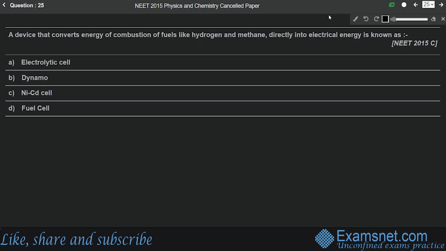Question number 25: a device that converts energy of combustion of fuels like hydrogen and methane directly into electrical energy is known as. Options are electrolytic cell, dynamo, nickel cadmium cell and fuel cell. So the correct answer will be option number D, fuel cell.